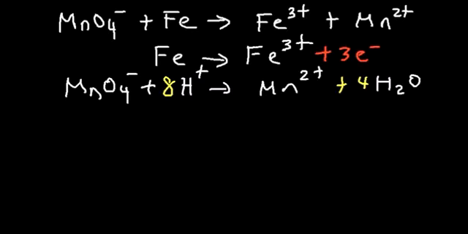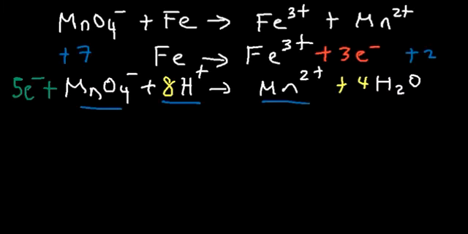So next we got to balance the number of electrons. Here we have a total charge of 8 plus -1, which is +7. And here the total charge is +2. 7 minus 2 is 5, so we're going to add 5 electrons to the side with the higher charge. So now that half reaction is balanced.